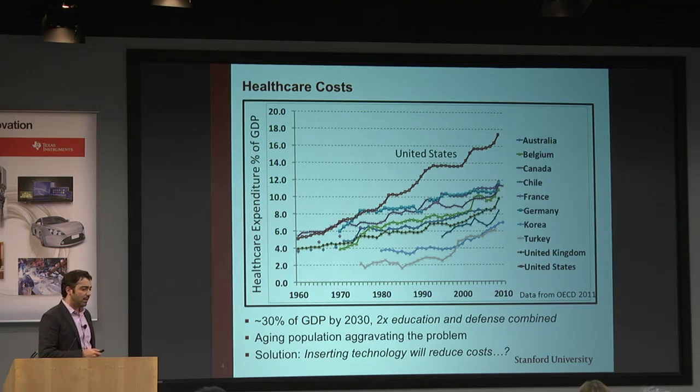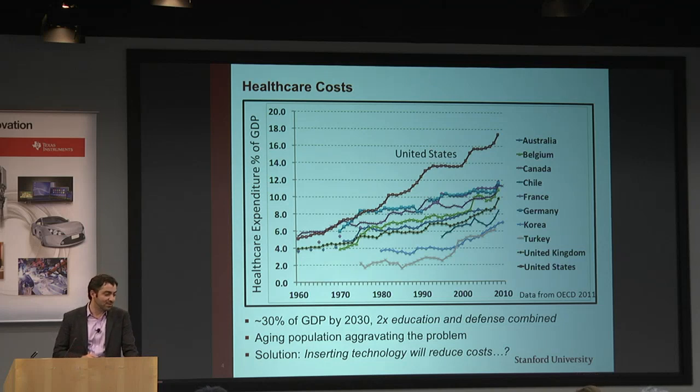If you look at it, it's going to be about 30% of GDP by 2030. That's twice education and defense combined. If there's anything left in education by 2030, that's going to be included in this sum, I guess. An aging population aggravates the problem. And the question we're trying to answer is, any time cost is an issue, our instinct in our society is that applying technology will bring down the cost. The question is, does it apply to healthcare? Will applying technology bring down the cost?